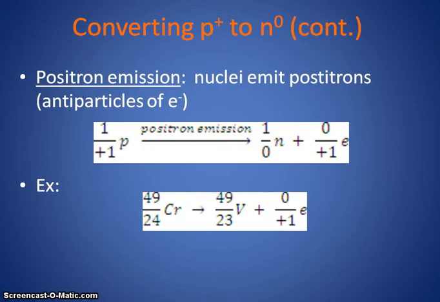Another way to convert from protons to neutrons would be through positron emission, which is similar to beta decay, but a positron is emitted by the protons instead of the electron being emitted by a neutron. So the nuclei is going to emit positrons, which are called antiparticles of electrons. And here's our equation for that. And then our example here, again, starting with a nucleus that would have 24 protons and ending with a nucleus that has 23, and then that positron as well left over.